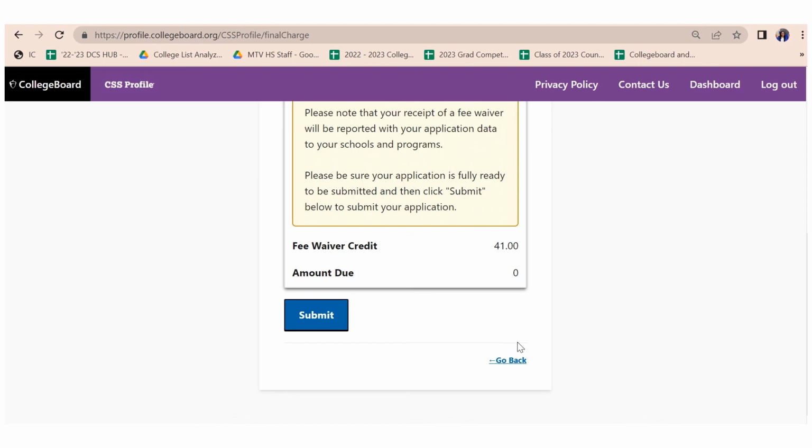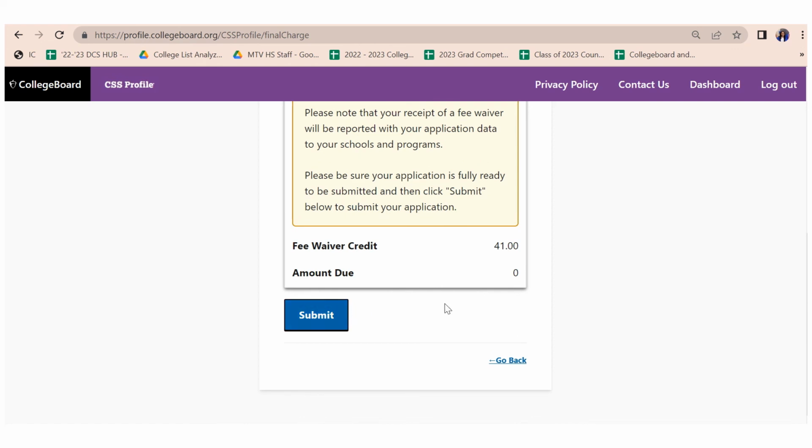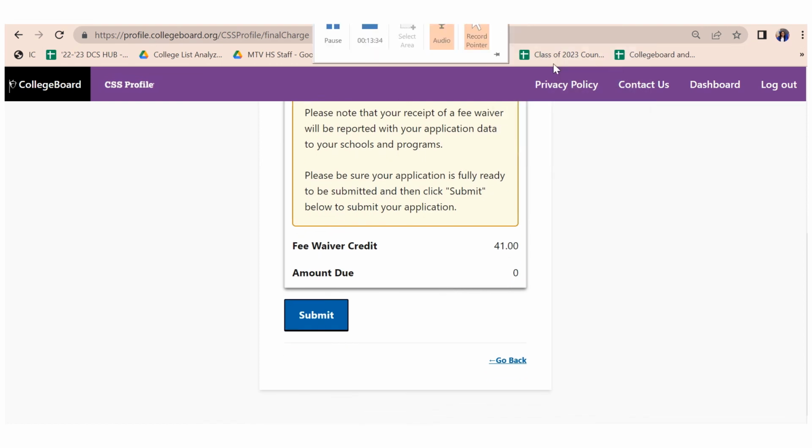I'm not going to do that in this situation, but you will click Submit. I highly recommend reviewing it with your college counselor before doing that. But that is the end of the CSS profile. The next thing you will be prompted to do once you submit is upload documents to something called iDoc, and I will show you what that looks like next.